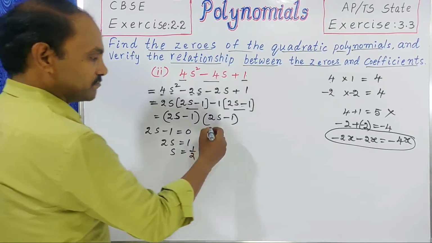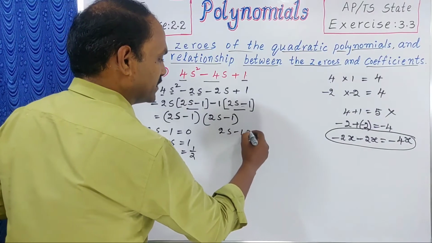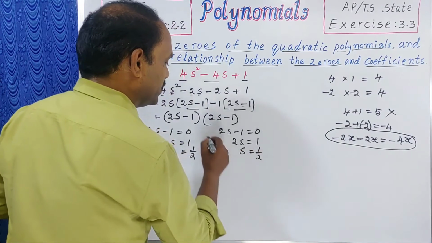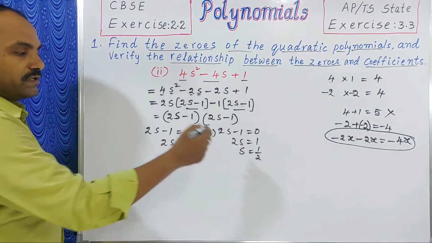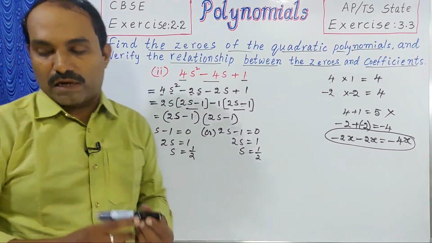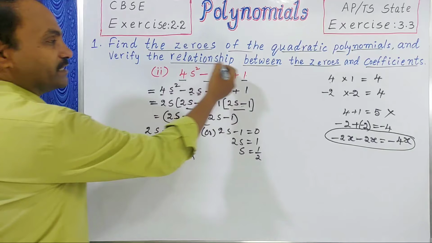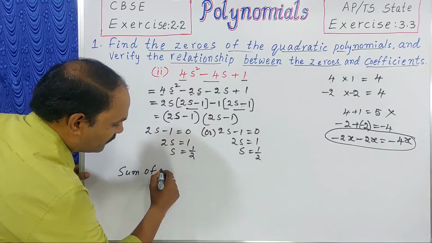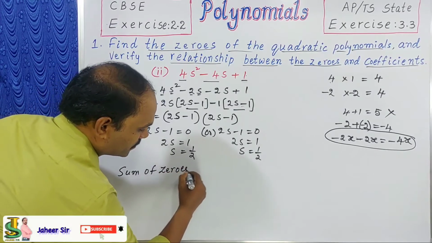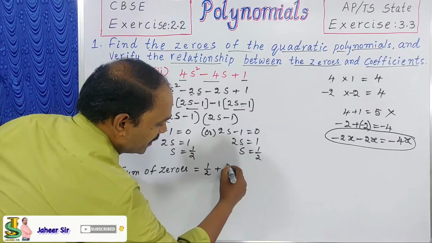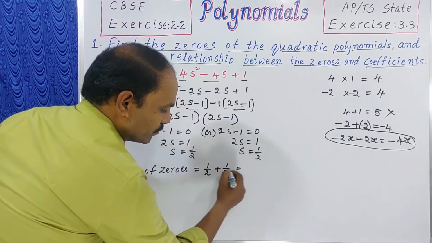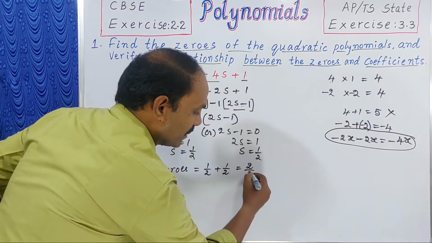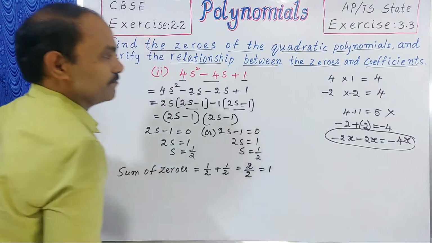Here also same. 2s minus 1 is equal to 0. 2s is equal to 1, s is equal to 1 by 2. In this case both zeros are equal. Now let us check the relation between zeros. Sum of zeros: 1 by 2 plus 1 by 2, those are like fractions, so 1 plus 1, 2 by 2, that is equal to 1.